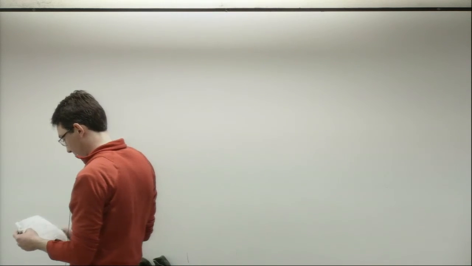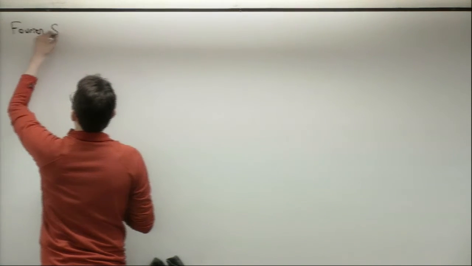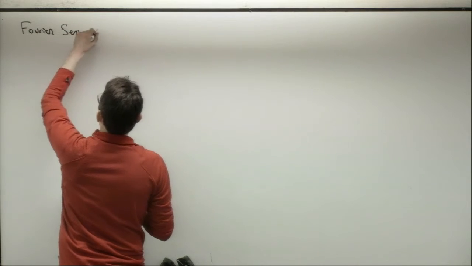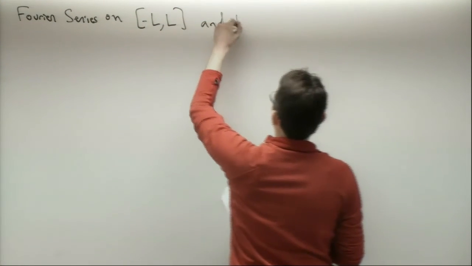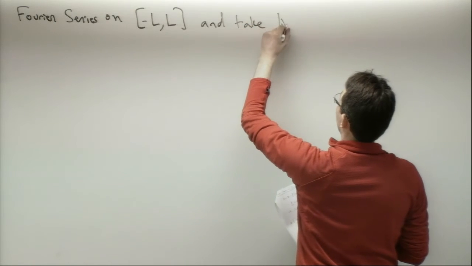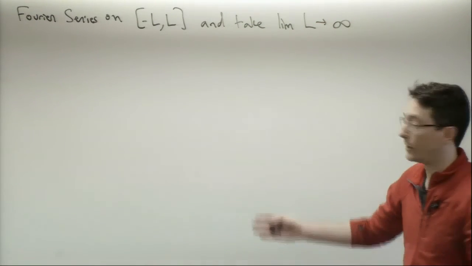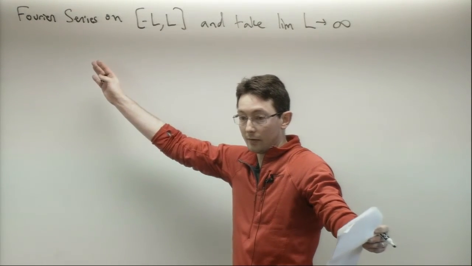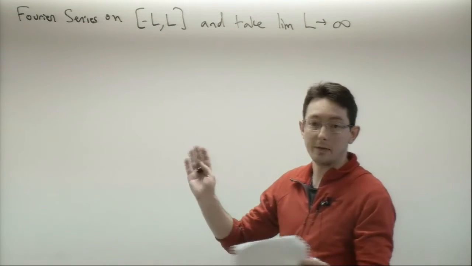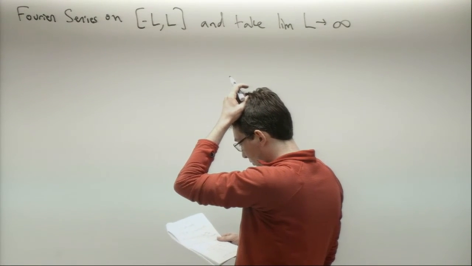So how do I want to do this? Okay, so we're going to take our Fourier series on minus L to L and take the limit as L goes to infinity. So we're going to define this for functions on minus L to L, and then we're going to take the limit as that goes to infinity, and we'll be able to represent any function.